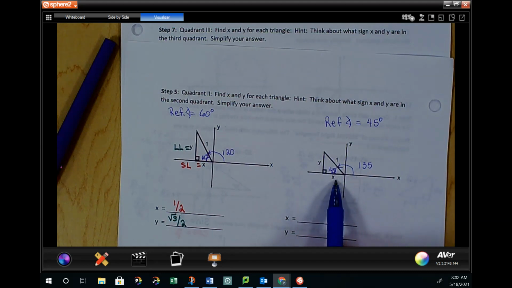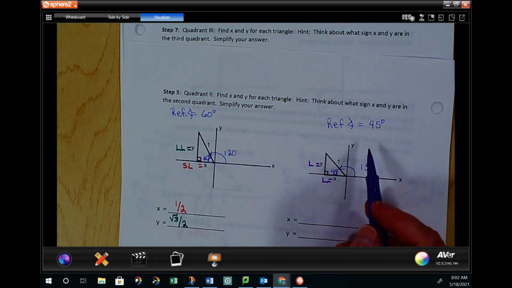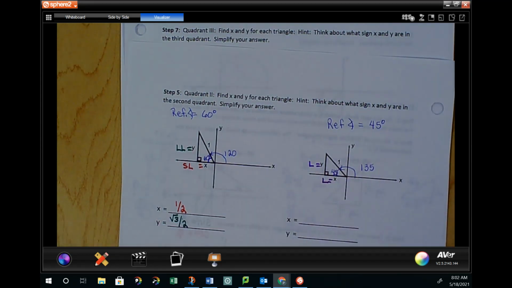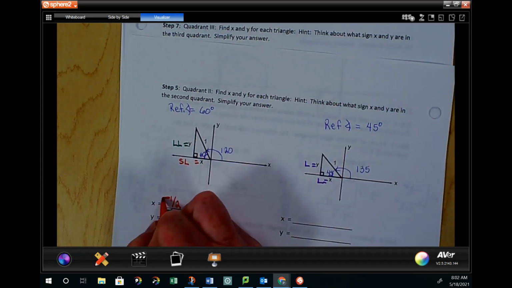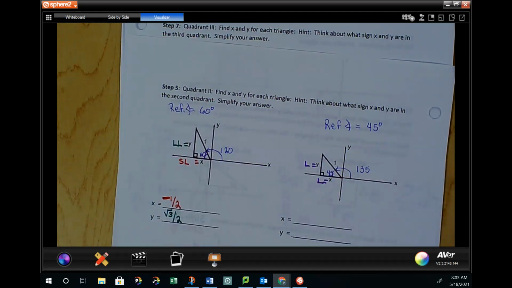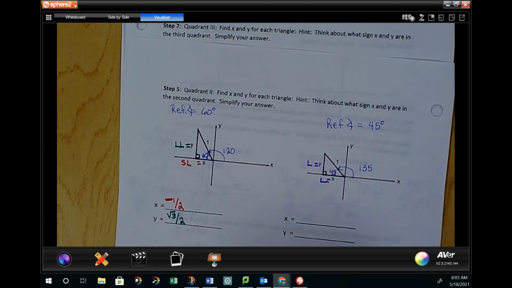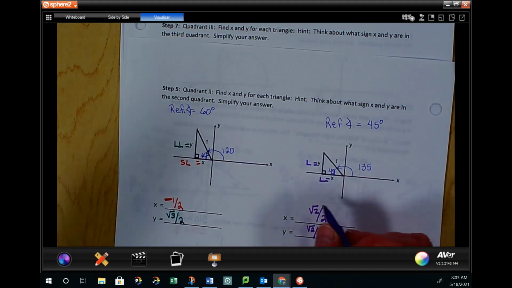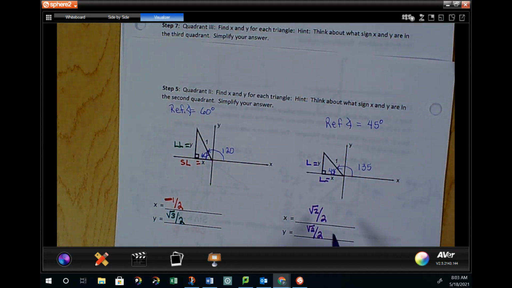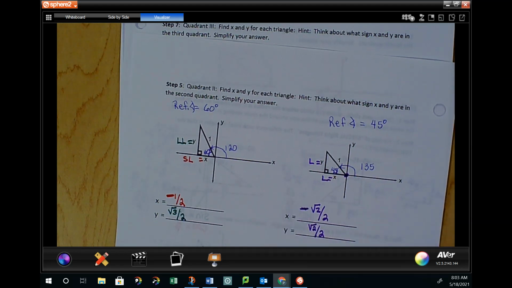What's special about x and y when it's 45 is that these are both just legs. And remember, this x value ends up being negative because you moved to the negative. So x is negative. They're both the same, square root of 2 over 2. When you're moving to the left, because this is your origin, 0, 0, this would be a negative value.